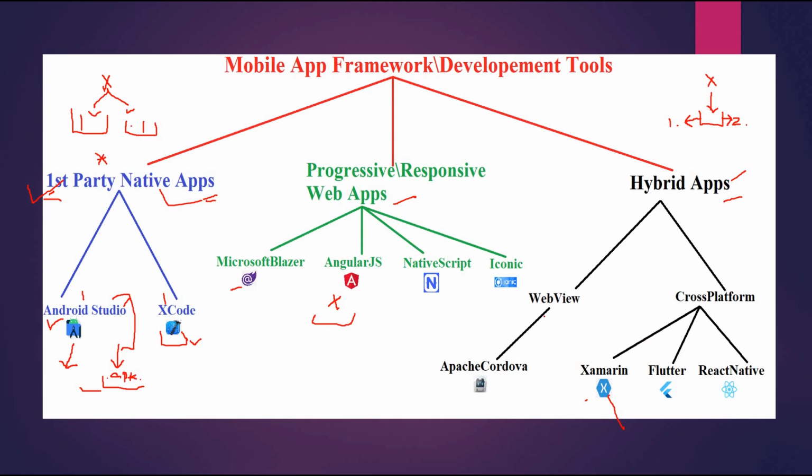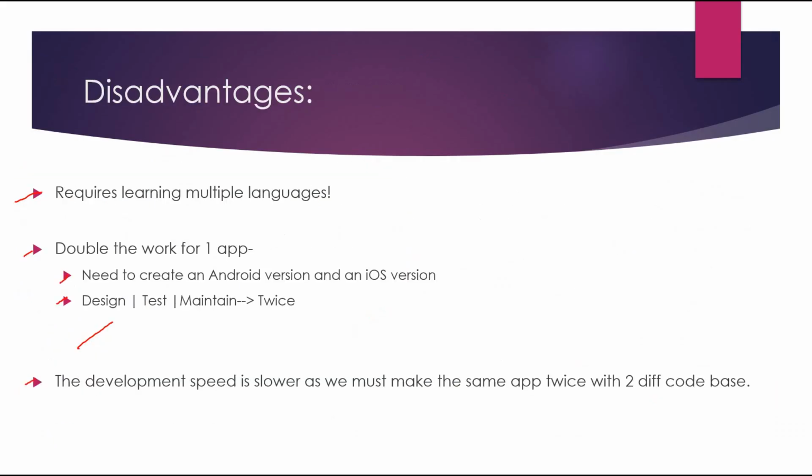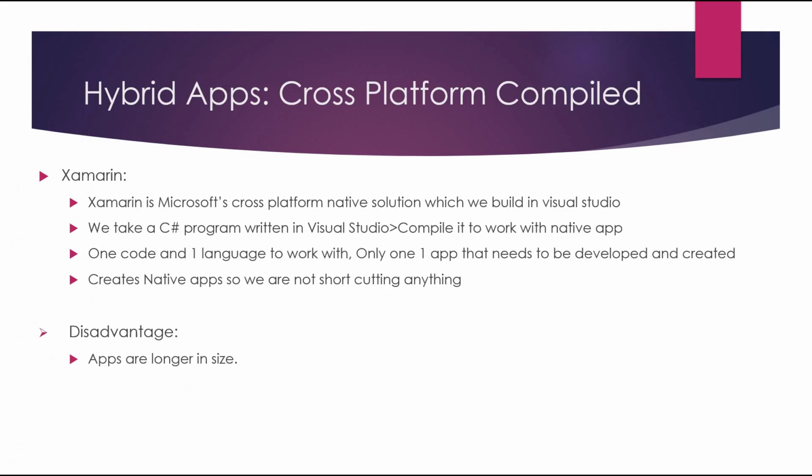So hybrid apps again can be divided into two parts. One is web view and one is cross platform. Cross platform means the application that we are using can be used for Android as well as for iOS. Xamarin is one good example of that. We have Flutter as well nowadays, and then we have React Native. And for web view we have Apache Cordova.